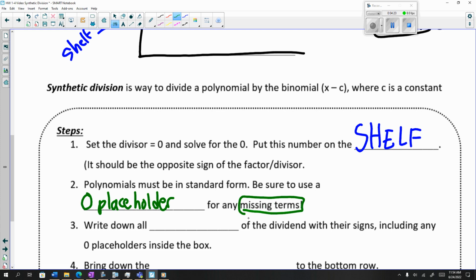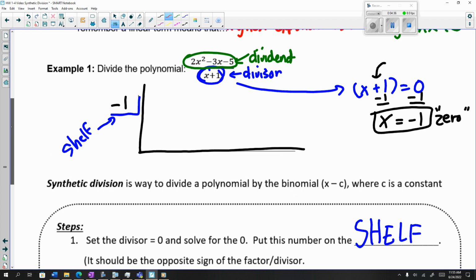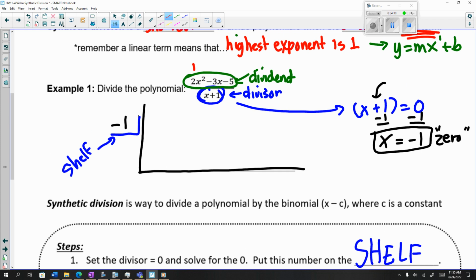So now what we're going to do is we're going to write down all of the coefficients, which are the numbers in front of the x's of the dividend with their signs, including all 0 placeholders in the box. So what do I mean by that? So go back up top. You see the coefficients are the numbers in front, including the constant. We have a 2. That goes here. We have negative 3, so include the sign. And we have a negative 5. Those are going to go on the top here in this little L that I created.